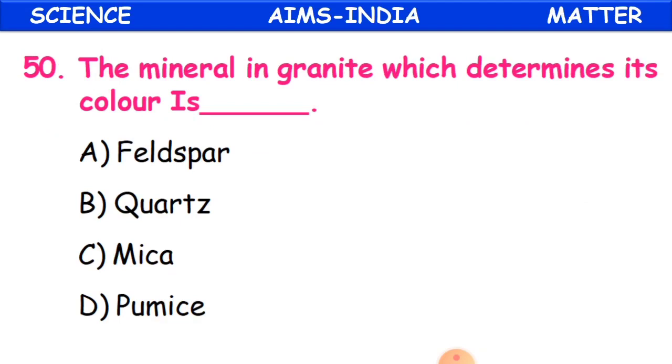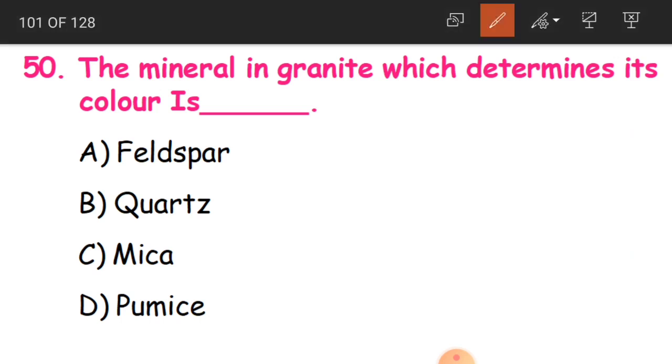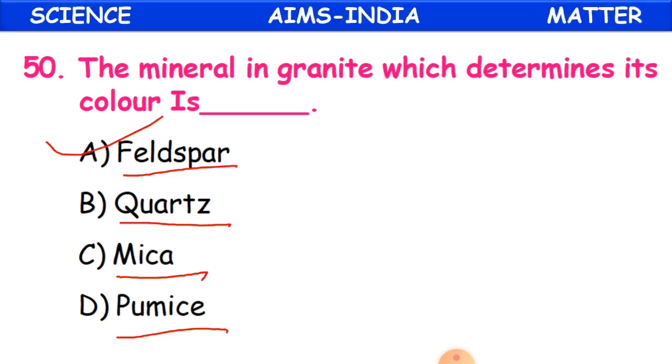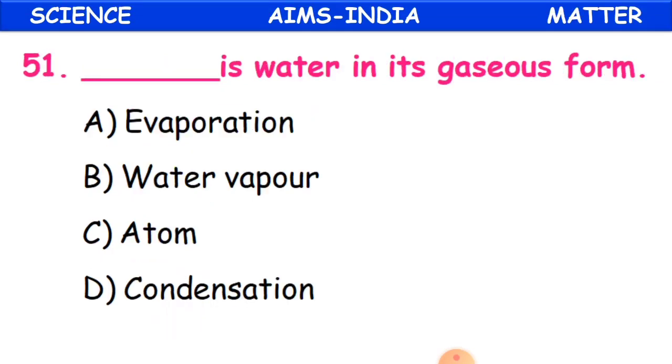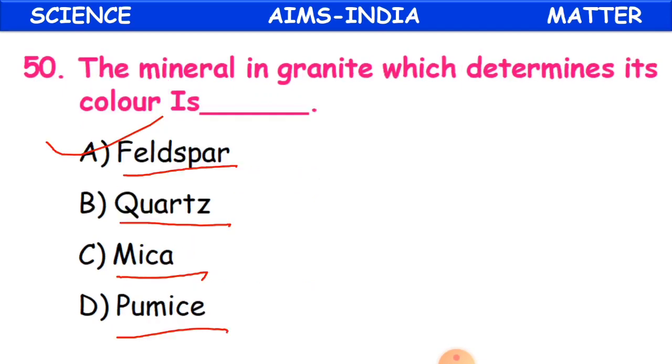50th question, children: the mineral in granite which determines its color is, the mineral in granite. This granite is one type of stone, children, and it has some color, and this color is caused by a mineral. Which is going to determine the color of granite: feldspar, quartz, mica or pumice? That is feldspar. This is the name of a mineral, children, which decides the color of the granite. Pumice and mica are also minerals, also stones.